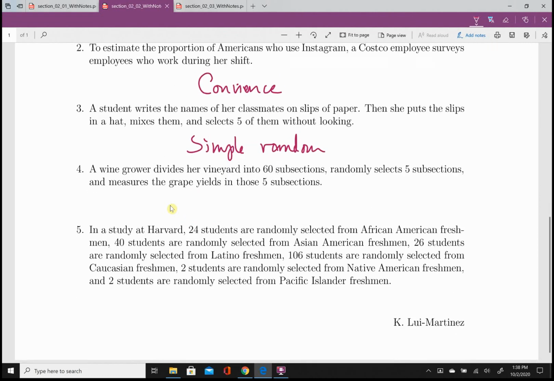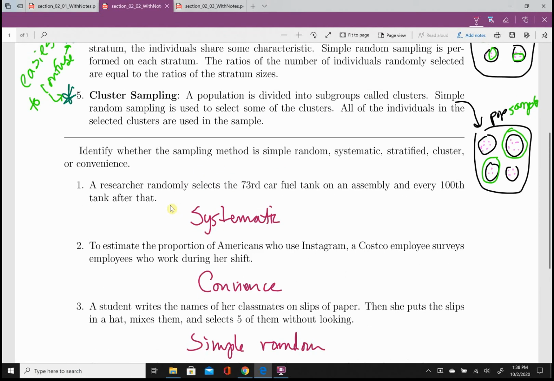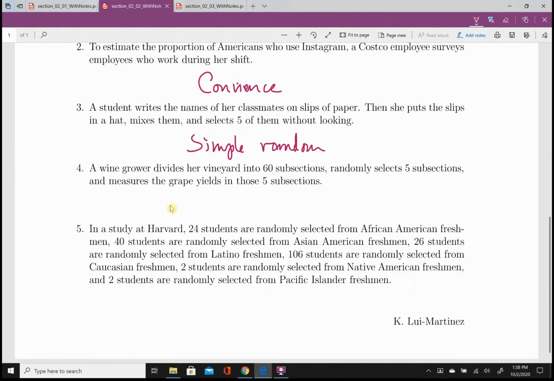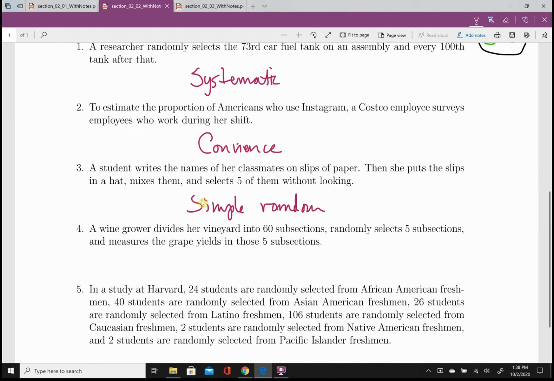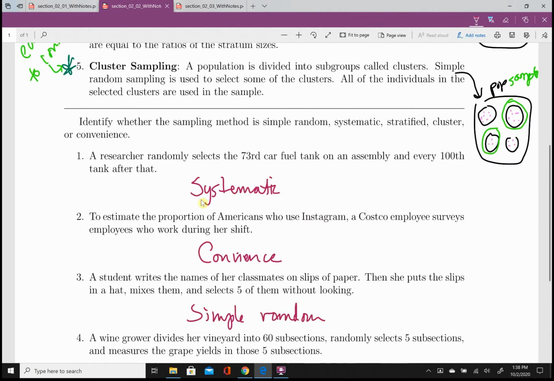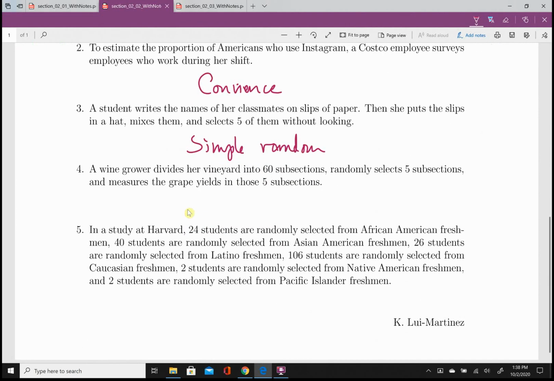So the last 2 have to be, by process of elimination, either stratified or cluster. So this is where we have to really test ourselves on whether or not we understand the difference between these 2. Here's number 4. A wine grower divides her vineyard into 60 subsections, randomly selects 5 subsections, and measures the grape yields in those 5 sections. Yep, this is taking a random collection of the entire groups. So I would say that this is a cluster sampling scenario right here, okay?